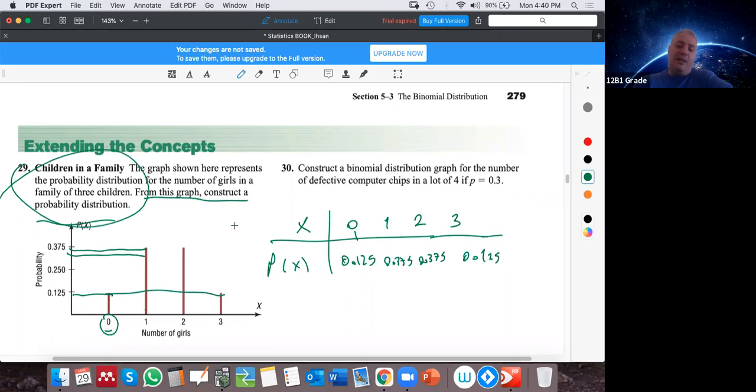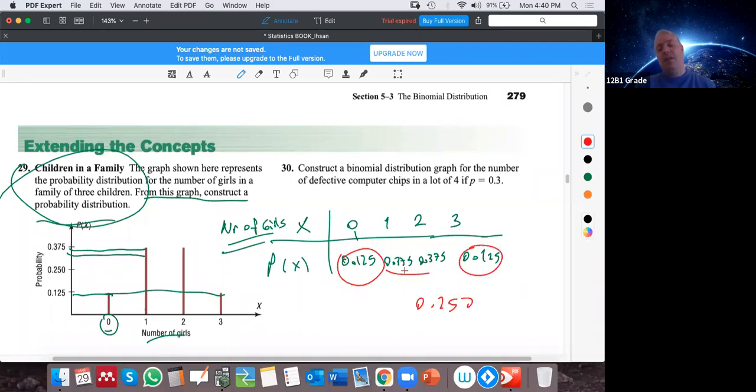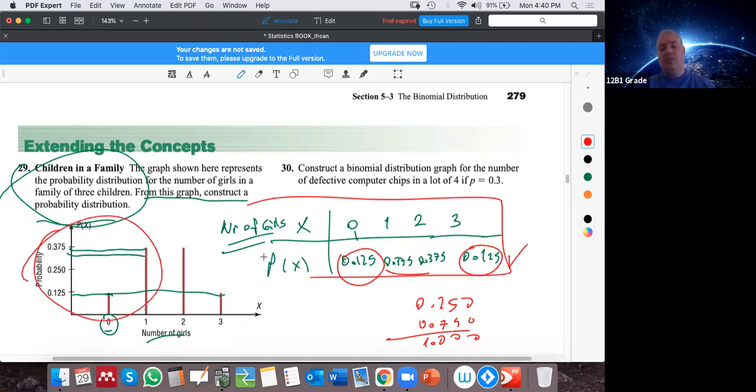You can say children in a family, or let's say number of girls, okay? And then the probability of number of girls. Meanwhile, we always have to check that the total must be 1. So this will be 0.125, 0.375, 0.375, and 0.125. Is this 1.000? Yeah, this is 1, so it is satisfied. That's it. We constructed the table from this one.